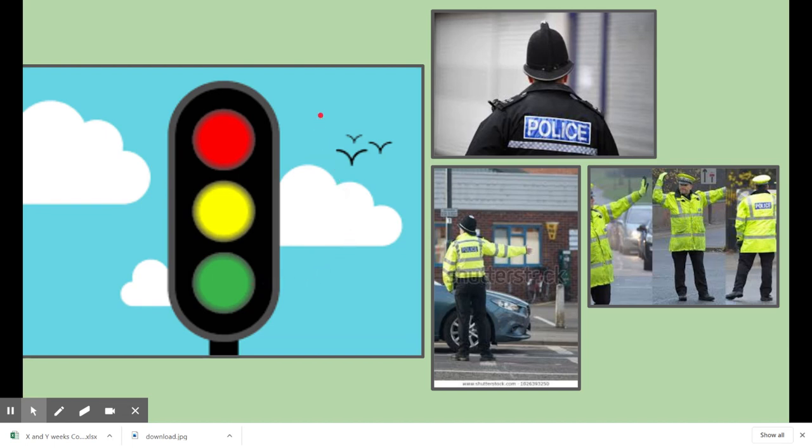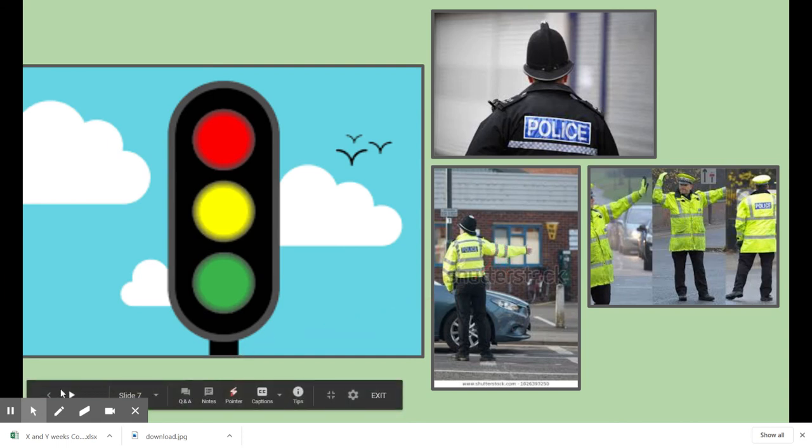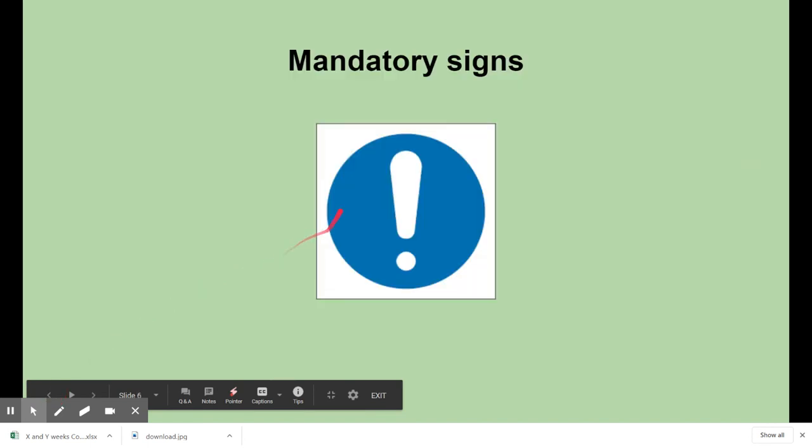Now, if you think back in the day, if the traffic lights were not working, so all these weren't on, so the traffic flow didn't know when to go and when to stop, you used to get the boys in blue, the police. They would be directing the traffic, and if the police tell you to do something, then you have to do it. So the boys in blue, that should remind you of the mandatory sign.